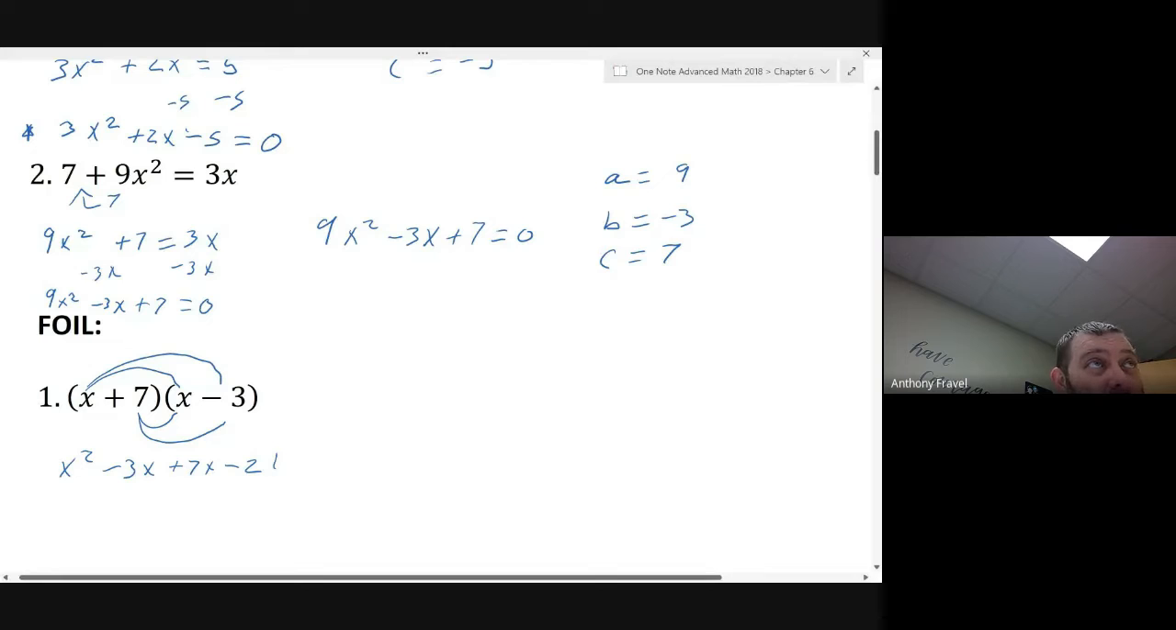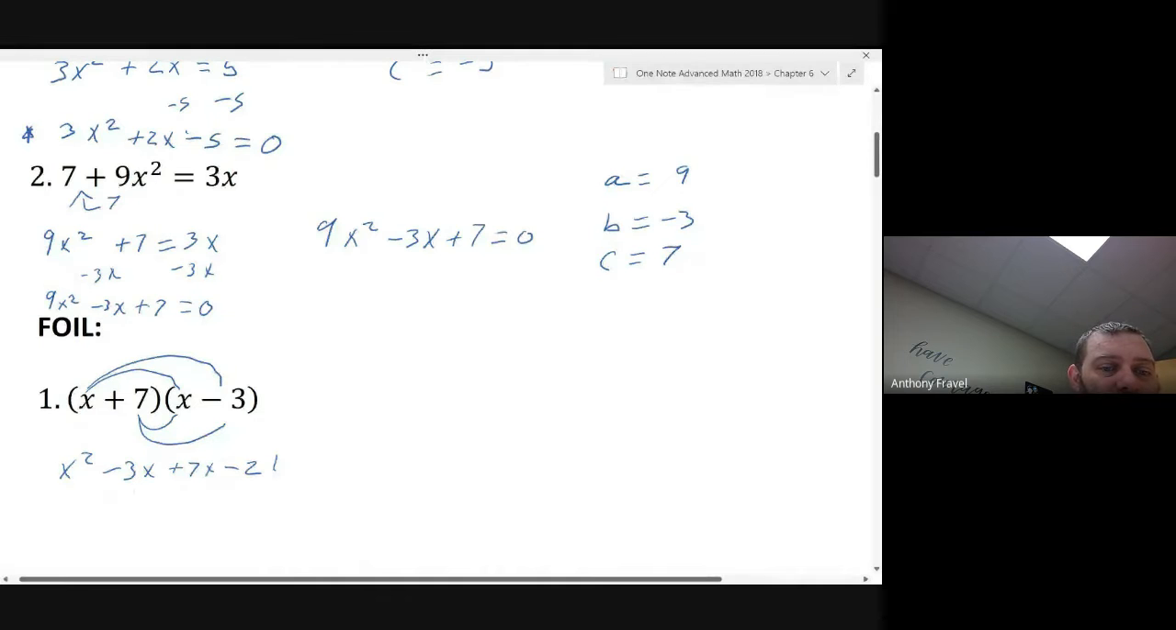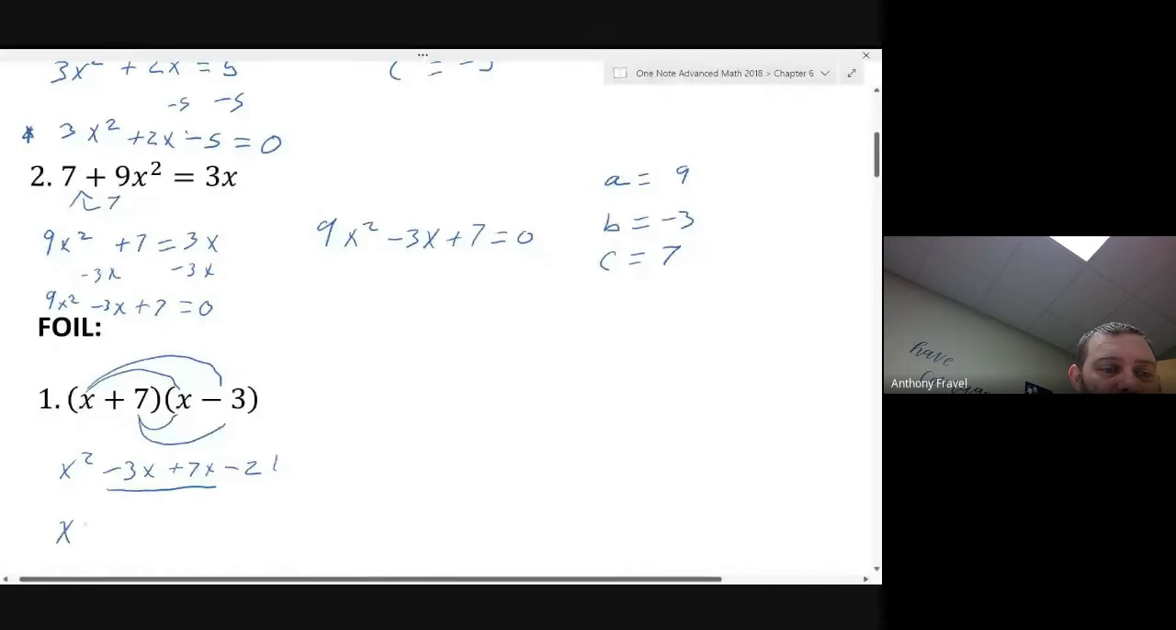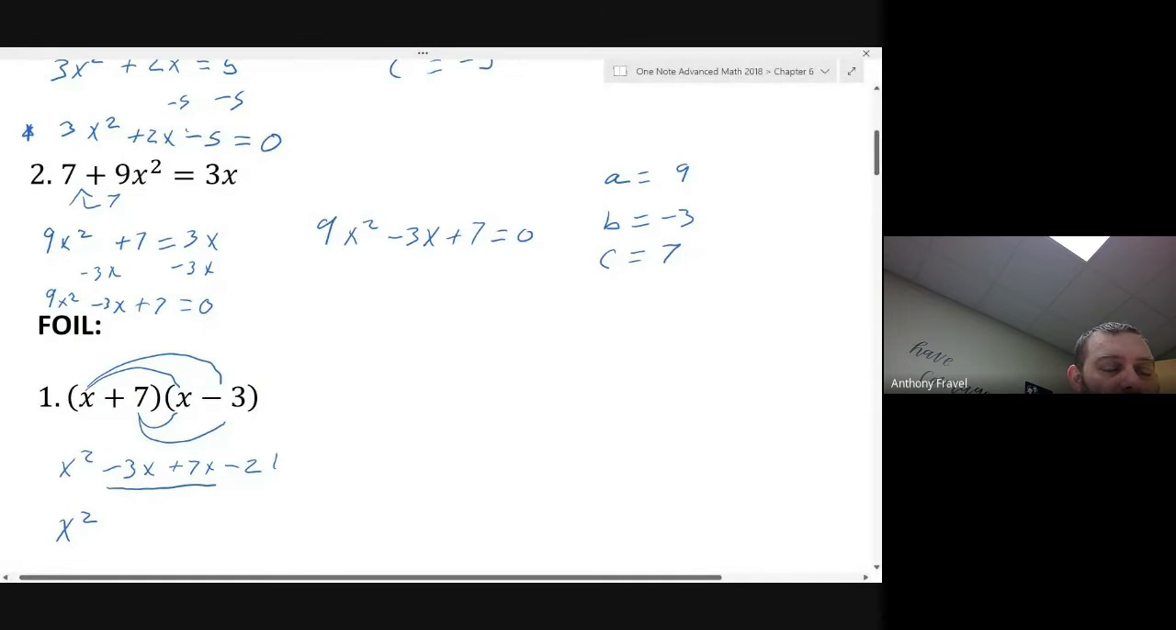All right. I'm now going to double check, see if there are any like terms that I can combine. There are, in this -3x and the 7x. So again, the stuff I don't change, I will not rewrite.